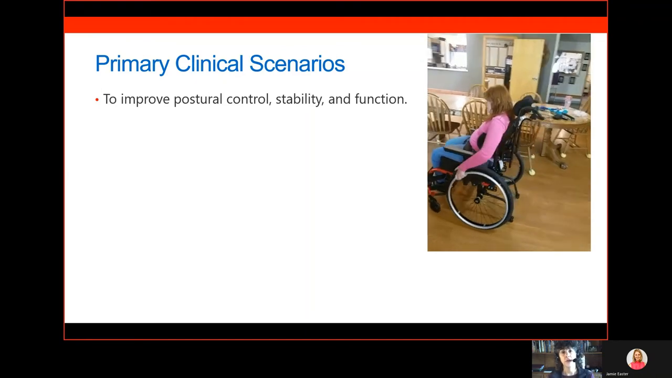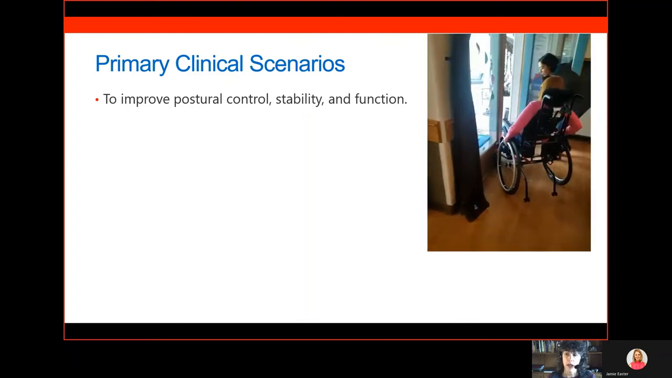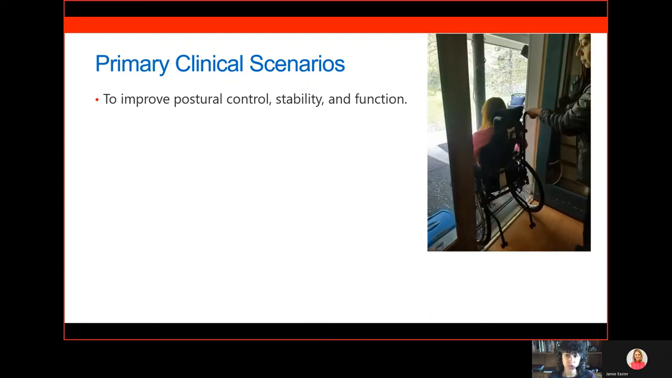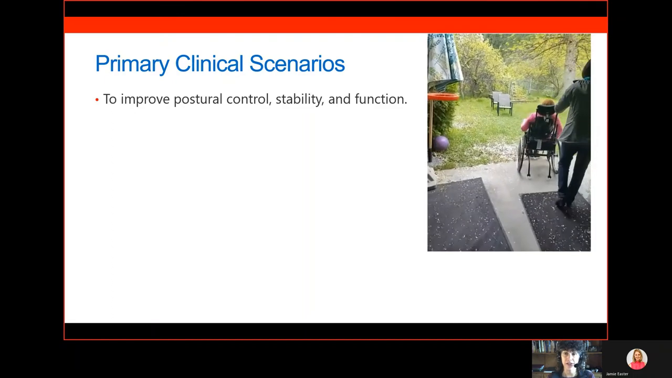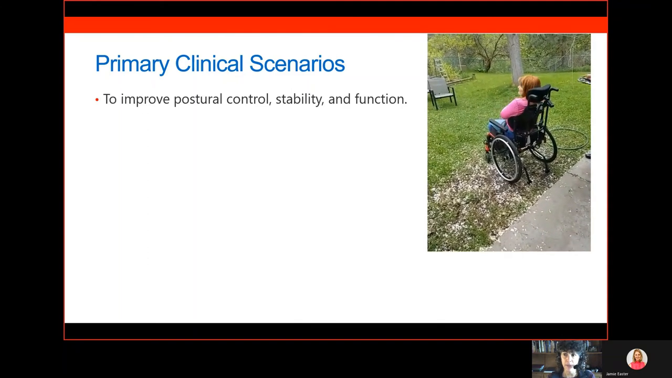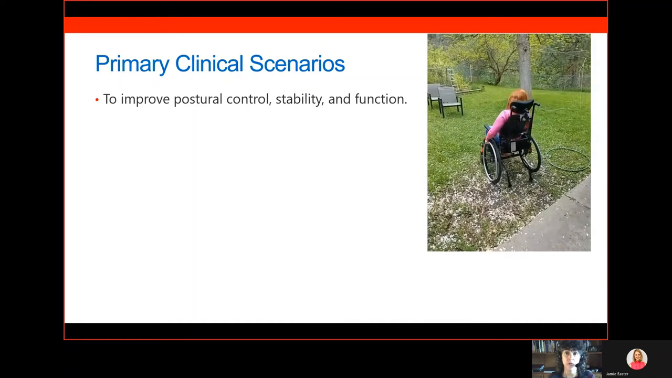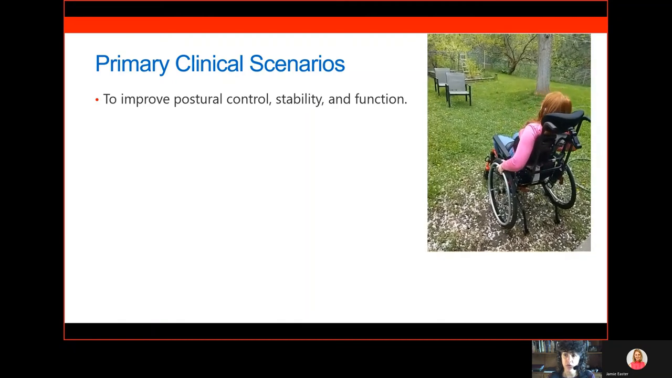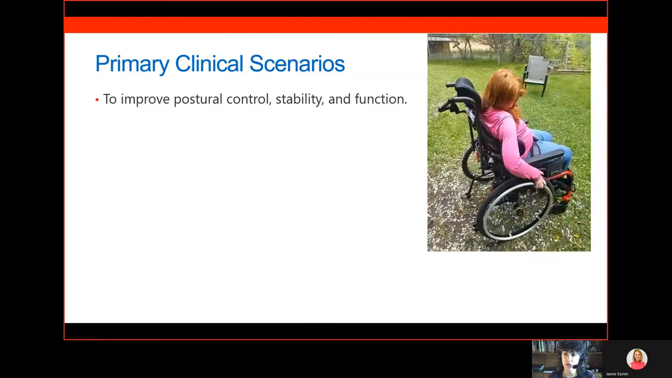Our other primary clinical scenario is to improve postural control, stability, and function. This woman has a dynamic back. When she is outdoors particularly and pushing her manual wheelchair against resistance, such as when she gets to the lawn here, you can see her lean back into that dynamic back and use the stored energy to help her propel the chair forward. Using this dynamic back has increased her muscle strength and postural control, but it's also improved her ability to push over varied surfaces.